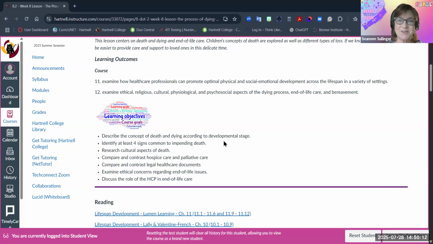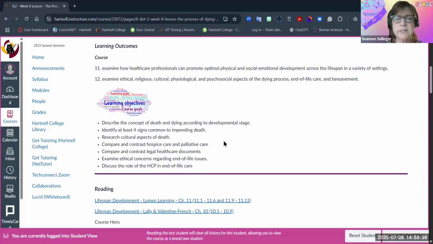These are theories, right, which are based on evidence, and how we have a hypothesis and then we come to these conclusions. So looking at cultural aspects of death, signs that are common to impending death, so that you may know somebody's close to death, comparing and contrasting hospice and palliative care, looking at living wills, do not resuscitate orders, ethical concerns, and our role as the healthcare provider in end of life care.